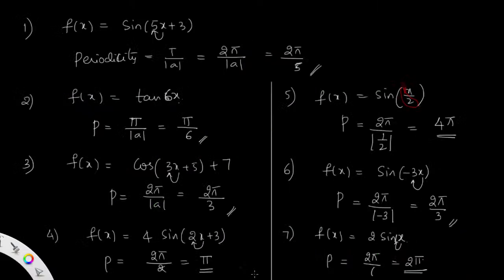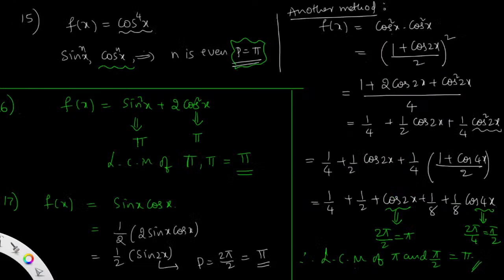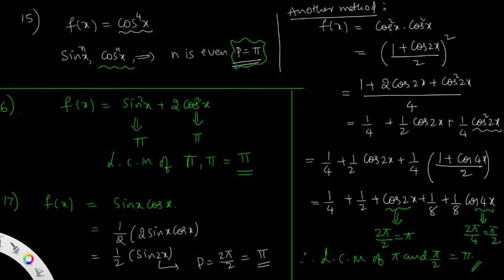Next one. f of x equal to, what is the number? 17 is over. Now go to question number 18. f of x equal to sin cube x plus cos cube x.